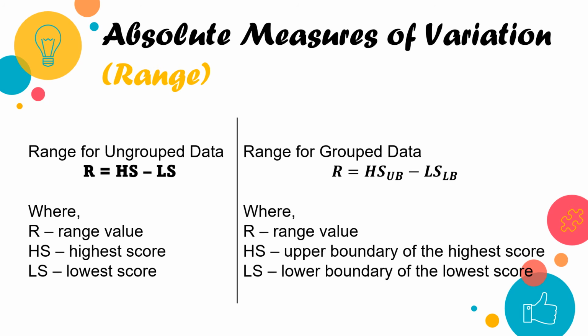So this is an example of range. The first one in the first column is the range for ungrouped data, and this is the range for grouped data. Please take note that R is the range value, HS is the highest score, and LS is the lowest score. For grouped data, R is the range value, HS is the upper boundary of the highest score, and LS is the lower boundary of the lowest score.